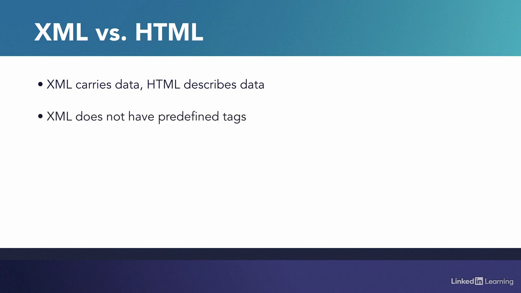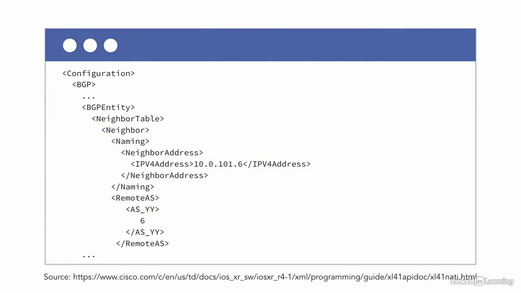XML uses user-defined tags, while HTML uses predefined standardized tags. XML is designed to be extensible. Most XML applications will work as expected even if new data is added or old data is removed. Now that we understand the basics of XML, let's take a look at an XML networking example.